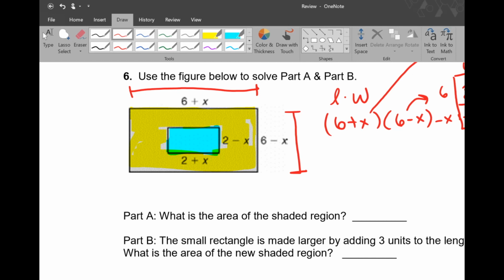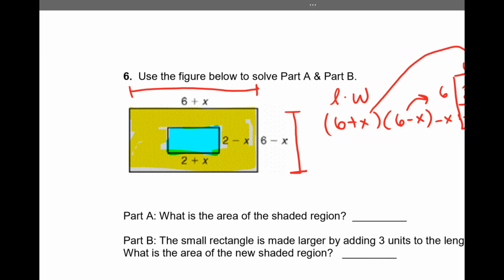Alright, now I combine like terms. Notice how this and this, one of them is positive, one of them is negative, but they are the same answer. 6 minus 6 is 0. So you cannot combine your like terms because it comes out to 0. So you are left with negative x squared plus 36. The reason it's negative is because there's a negative right here, and this is a positive 36, which is why I put a plus right there. Okay, so that is the area for the entire thing.